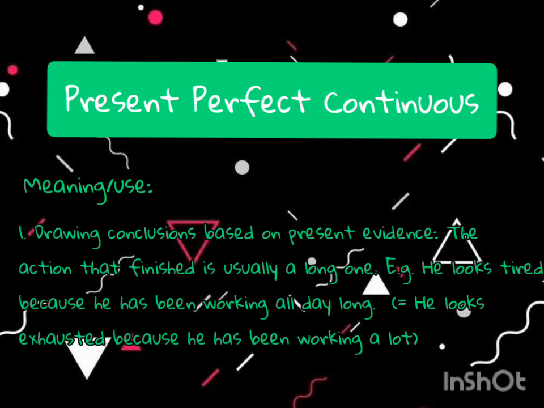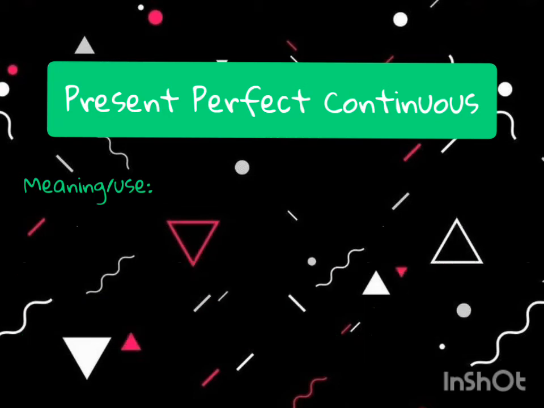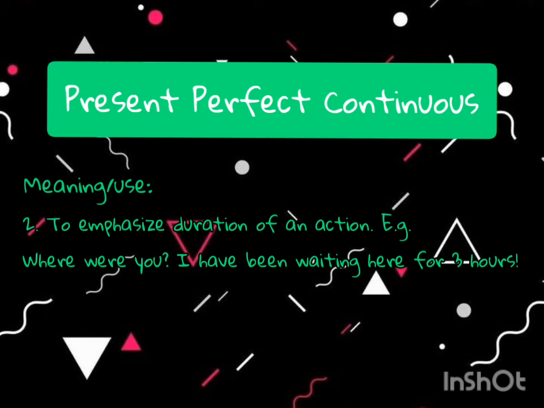Number 1, to draw conclusions based on present evidence. In this case, there is evidence of a longer activity that is finished. For example, he looks tired because he has been working all morning. Number 2, to emphasize the duration of an action. For example, where were you? I have been waiting here for 3 hours.